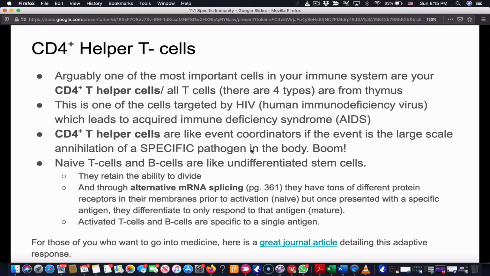Initially they are open to many, many different types of antigens, because they have so many different proteins in their membranes waiting to coordinate with a specific antigen, due to the alternative mRNA splicing that we talked about back when we were doing post-transcriptional modifications. So it's good to go back and check on that and make sure that you understand what's going on there.